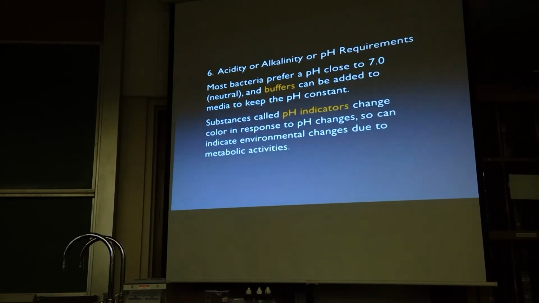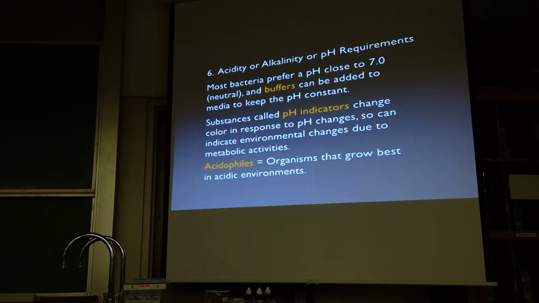If you want them to change the pH of the environment and you want to see that pH change happen, you put pH indicators in there. These are substances that change color in response to changes in pH. There are some bacteria, and some archaea also, that are acidophiles. Acidophiles are organisms that really like acid environments. They can live in some very strange environments, places where you wouldn't think it would be possible for anything to live, exceedingly acid environments.